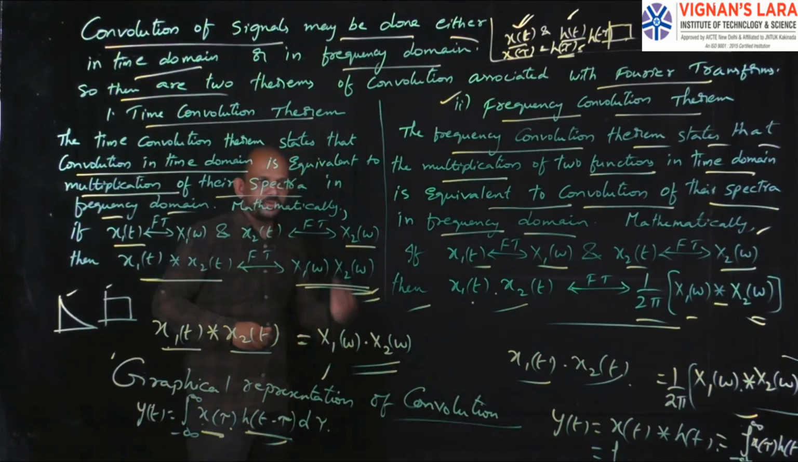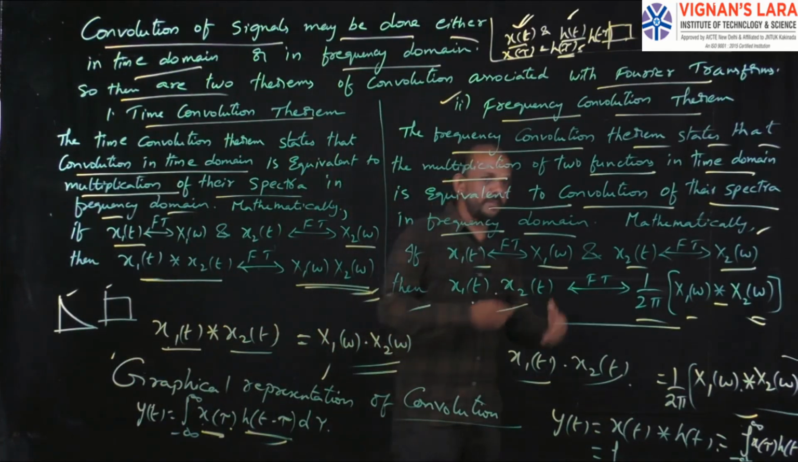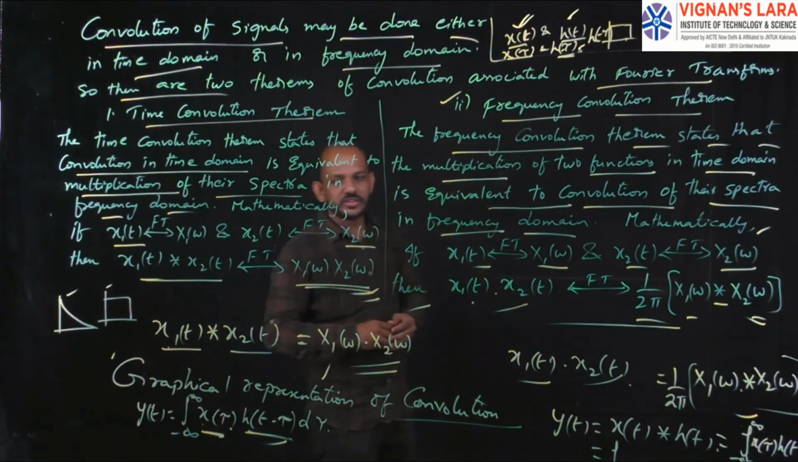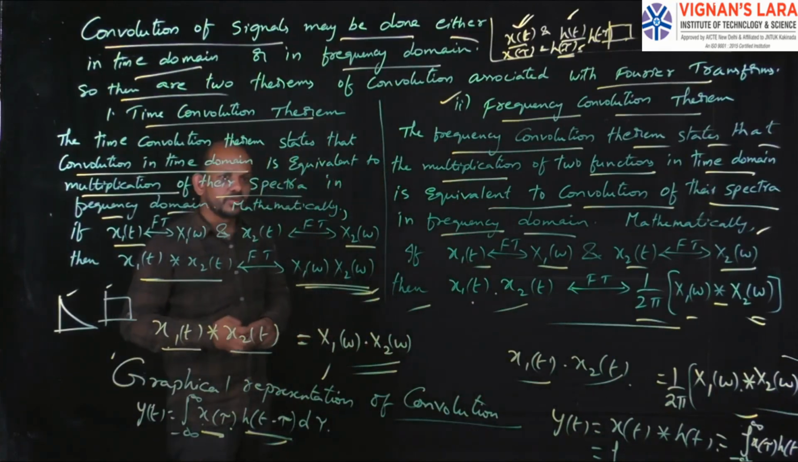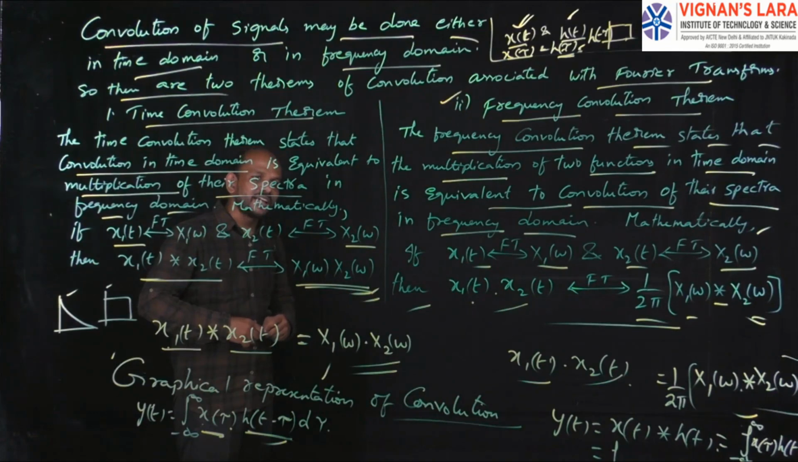After that, for your work I had given the graphical representation of convolution. I explained the procedure to perform the convolution using graphical analysis. So I had given that for your work. This is today's class.